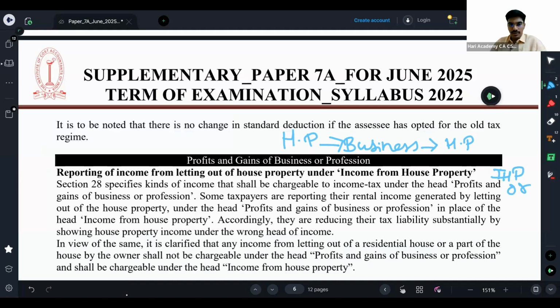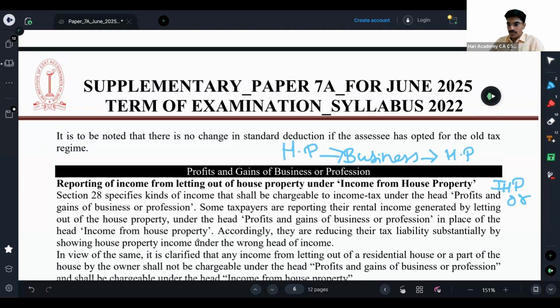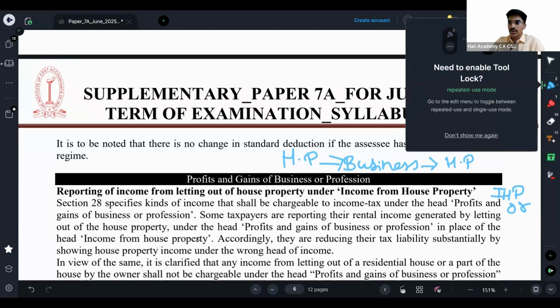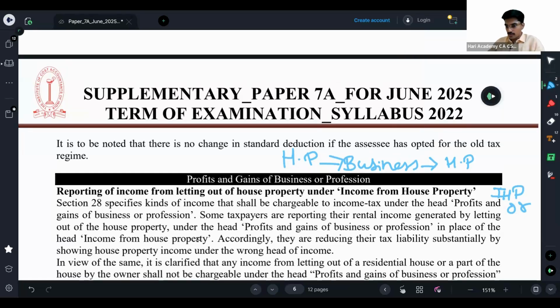Sorry, just give me a minute. Or PGBP. Hope my screen is visible, right? Can somebody please unmute and say? Yes, sir. Yeah.